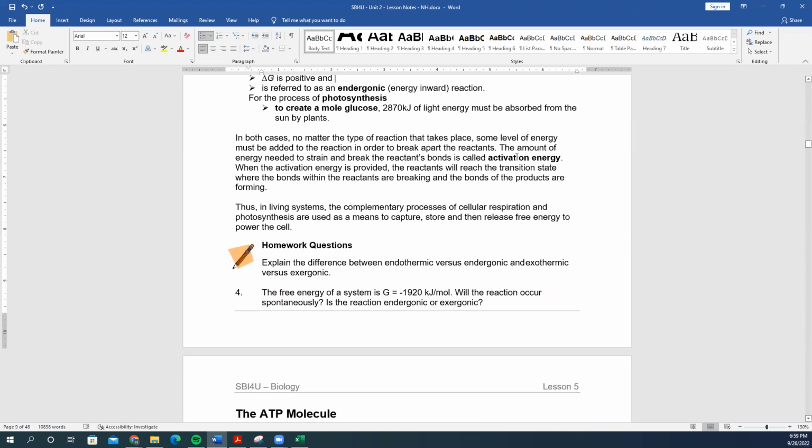In both of these cases, exergonic or endergonic, photosynthesis or cellular respiration, no matter whatever type of reaction is taking place, some level of energy has to be added to the reaction in order to break apart the reactants. And the amount of energy that is needed to strain and break those reactant bonds, that is what we call the activation energy.